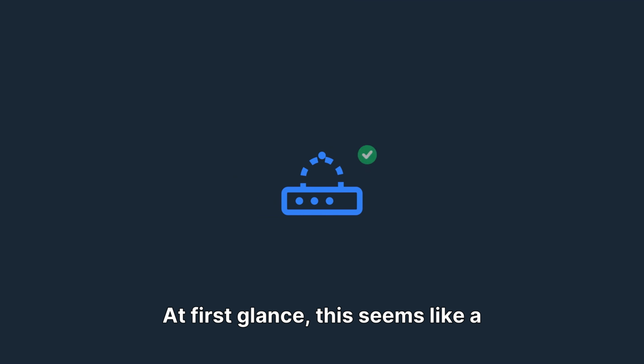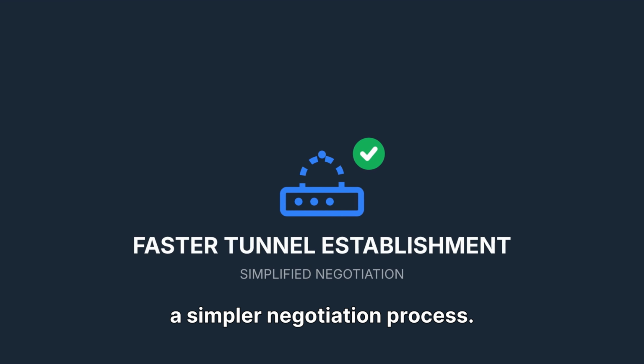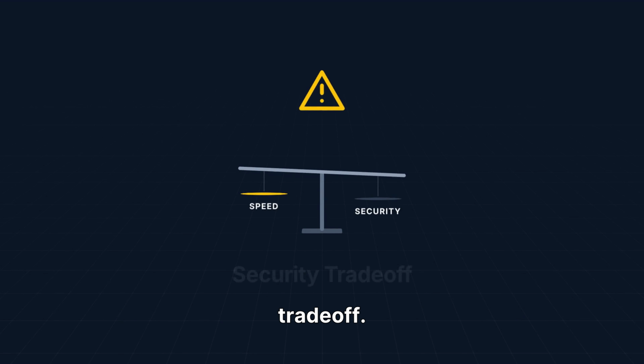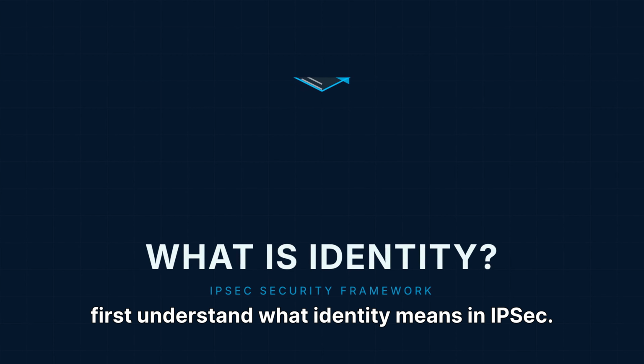At first glance, this seems like a great advantage. Faster tunnel establishment means less delay and a simpler negotiation process. However, this speed comes with a security trade-off. Before we discuss the security concern, let's first understand what identity means in IPSec.